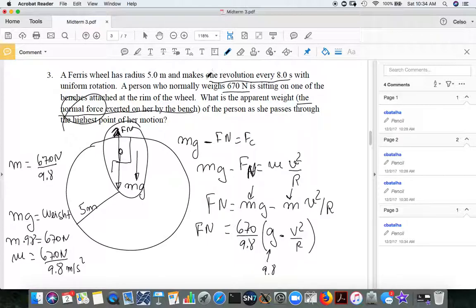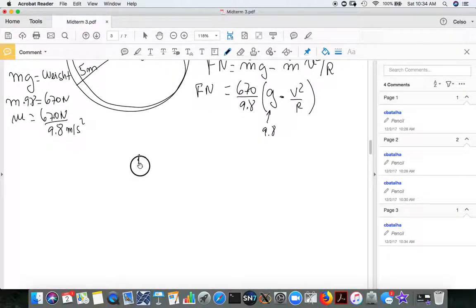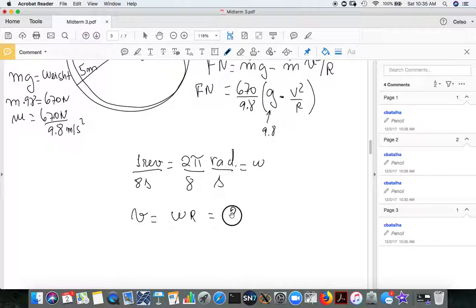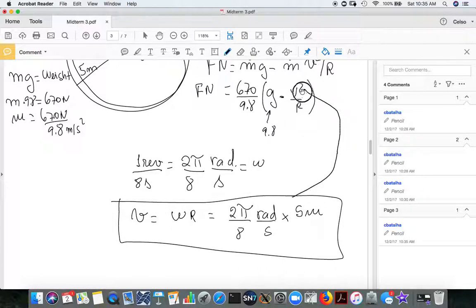It is said that it makes one revolution every 8 seconds, which means it goes around and back to the same point in 8 seconds. An entire revolution is 2 pi radians, right? So one revolution every 8 seconds is 2 pi over 8 radians per second. This is the omega. But what is the definition of speed? Speed is omega r, and that shall be 2 pi over 8 radians per second times the radius, 5 meters. Then we can solve for v, plug it in, and divide by r, which is given as 5 meters, and the problem is solved.